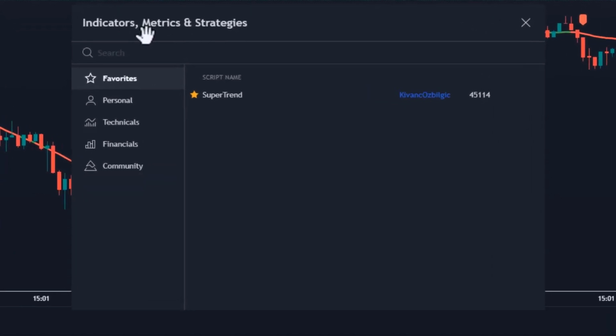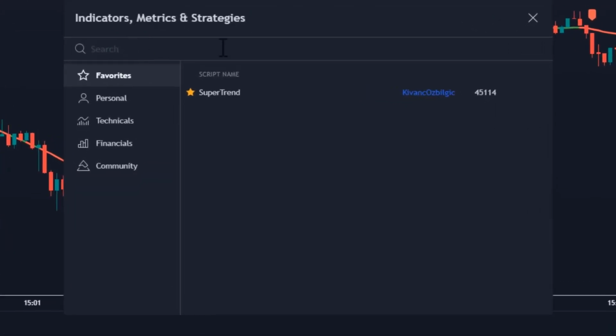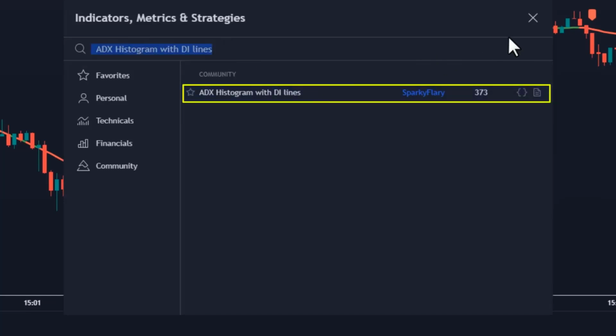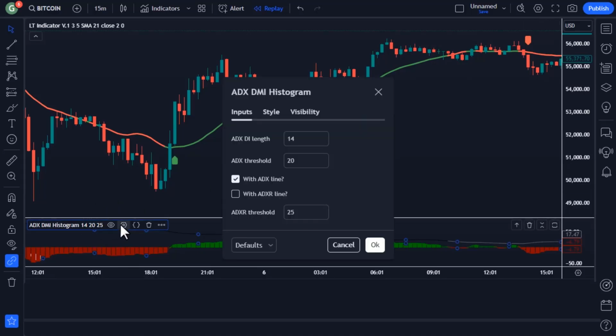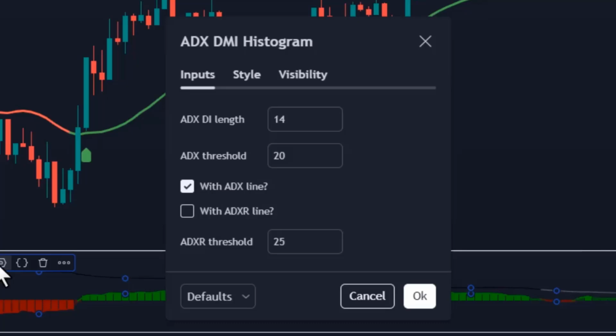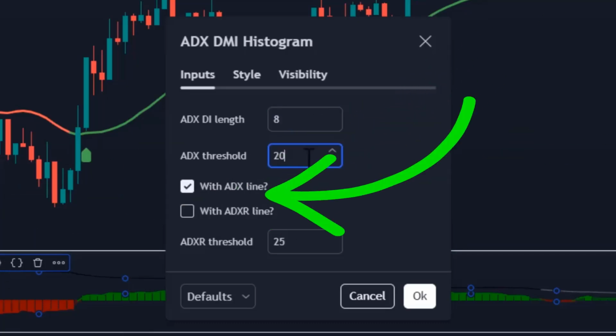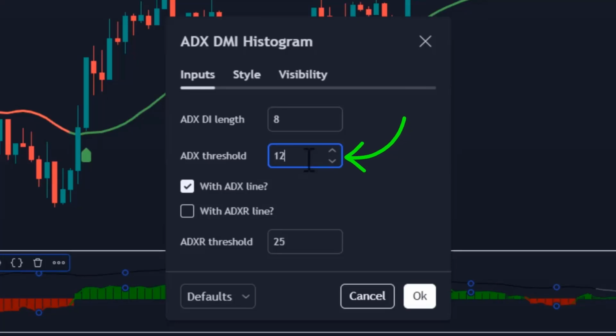We will search ADX Histogram with DI Lines in the search box of TradingView. After that, we have to click on the ADX Histogram with DI Lines option, in which we have to change some settings. We have to change this ADX DI length option from 14 to 8. We have to change this ADX threshold option from 20 to 12. We have to change this ADXR threshold option from 25 to 5. Now, our setup is ready.